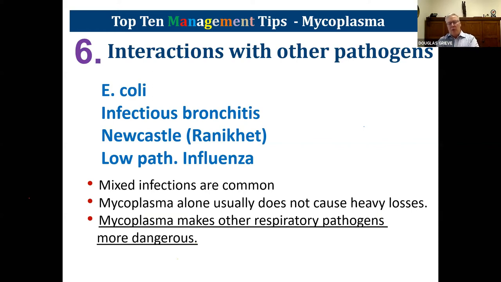There's also interactions with infectious bronchitis, low-path influenza, Newcastle, and infectious laryngeal tracheitis. So if we're experiencing these problems on our commercial farms, we should keep in mind that mycoplasma may be the potentiator of those problems. And sometimes it's the case that we have to deal with mycoplasma first before we really see any benefit to our preventative programs for infectious bronchitis, Newcastle, influenza, and so on. So the message here: mycoplasma will make other respiratory pathogens more dangerous.